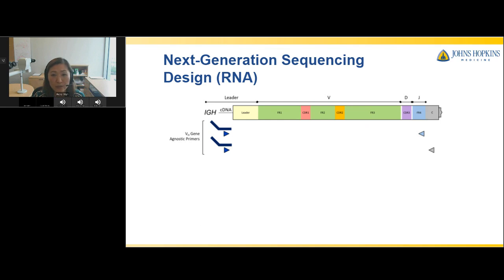So the other way to avoid amplification bias is to adopt a completely different design. To reduce amplification bias, you have to reduce the complexity of your primers and/or probes, which can only be done on the RNA level because in this situation, you have a complete leader through constant region amplicon that can be treated like any other RNA fusion. So those of you who are familiar with RNA fusion sequencing, this essentially becomes a problem of a known gene with an unknown partner gene.